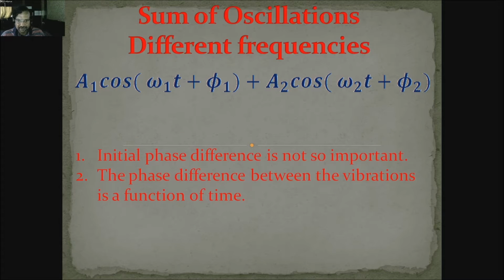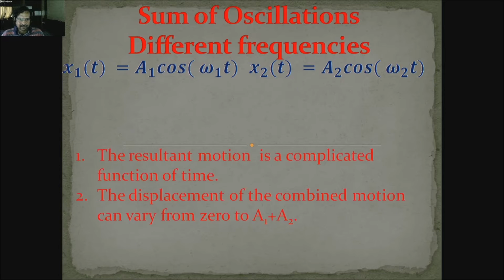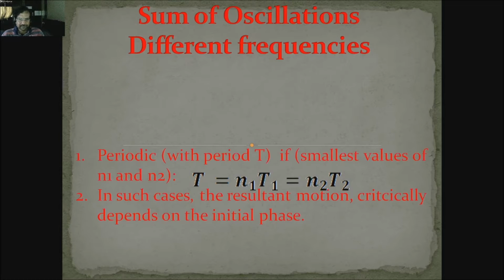When the frequencies are different, initial phases are not so important. Here what happens is the total phase difference is a function of time, and the pattern changes depending on that. In general the motion will be very complicated, and the combined displacement will occur between 0 and a1 plus a2 depending on the time. The combined motion is periodic if there is a simple relationship between the time periods, which looks like this: n1 t1 is equal to n2 t2, and in such a case the phase also plays some role.